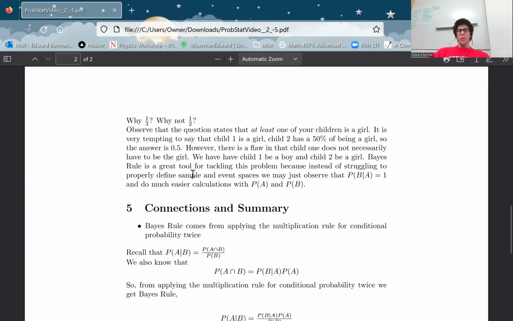Bayes' rule is a great tool for tackling problems like this because instead of struggling to properly define sample and event spaces, we may just observe that P of B given A is equal to 1. That's very easy to calculate. And then we can just do much easier calculations with P of A and P of B.